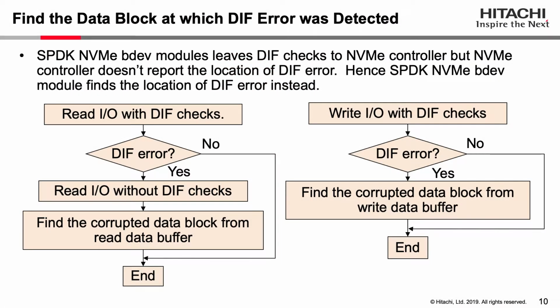And the right-hand side shows write I/O. SPDK submits a write I/O with DIF checks enabled, and when the hardware reports a DIF error, fortunately the write data buffer already has the corrupted data, so without needing to submit I/O again, SPDK simply parses the write data buffer and finds the location of the DIF error and stores that information to the log, and then, same as read I/O, write I/O will return I/O failure to the upper layer.